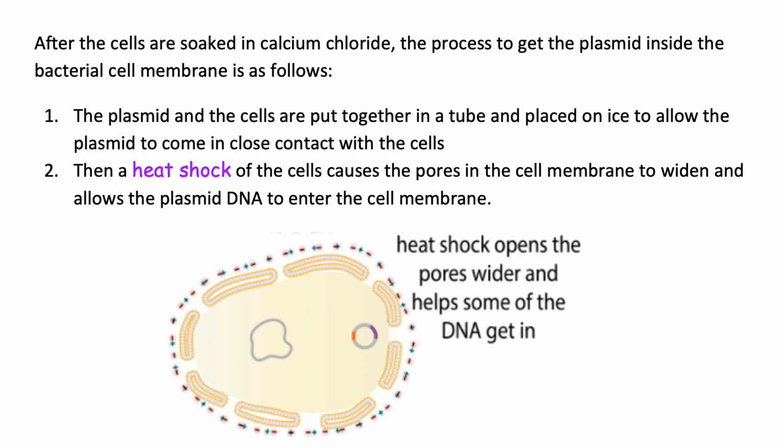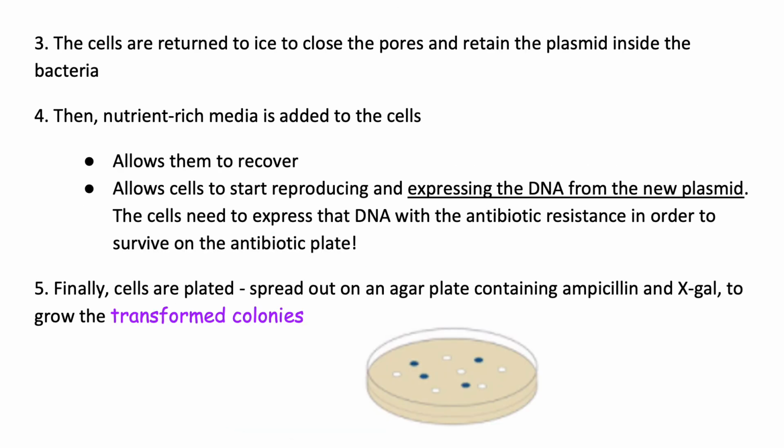After the cells are soaked in calcium chloride, the process to get the plasmid inside the bacterial cell membrane is as follows. First, the plasmid and the cells are put together in a tube and placed on ice to allow the plasmid to come in close contact with the cells. Then there's a heat shock of the cells that causes the pores in the cell membrane to widen and allows that plasmid to enter the cell membrane. The cells are then returned to ice to close the pores and retain the plasmid inside the bacteria.